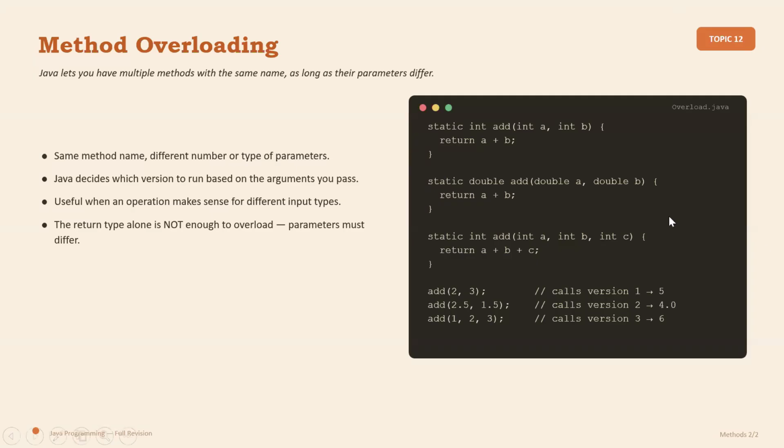But here, if you see the parameter, what is the parameter? First, I'm trying to add 2 integers, a and b. The parameters are integer. And in the second one, I'm adding decimal value, double a and double b. So the parameter is different. The type is different. And in the third one, again, I'm adding integer. But here, the number of parameters are 3. So here I'm adding 3 numbers.